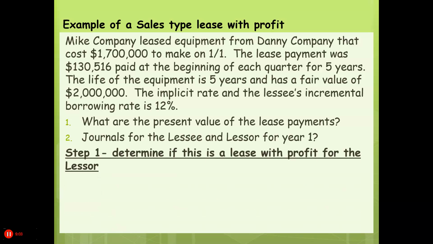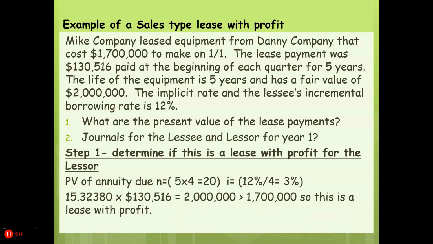Now, step 1, determine if this is a lease with profit for the lessor. Well, we take the present value annuity due factor times the payments. We get $2 million, which is greater than the 1.7, so we have a profit of $300,000. Plus, we're going to have interest revenue. So what does that look like?